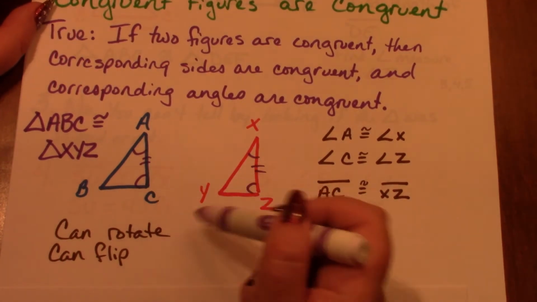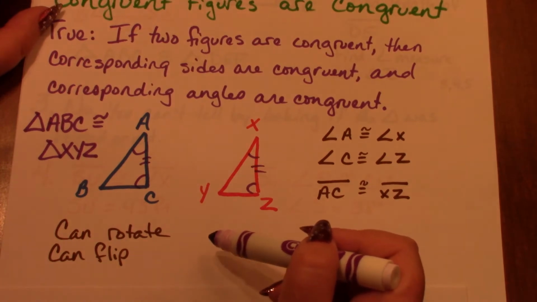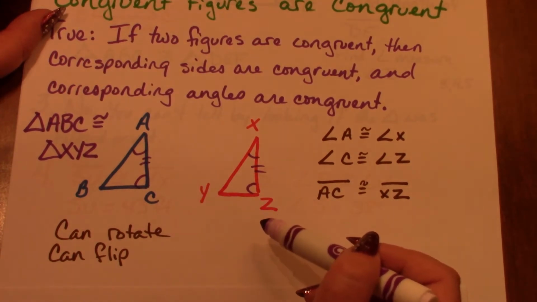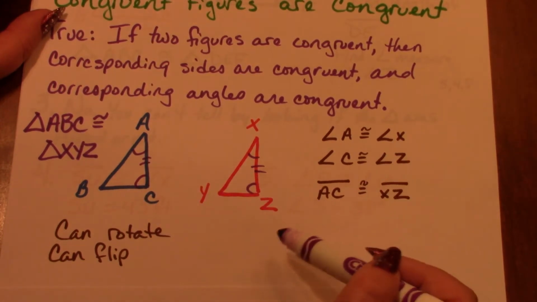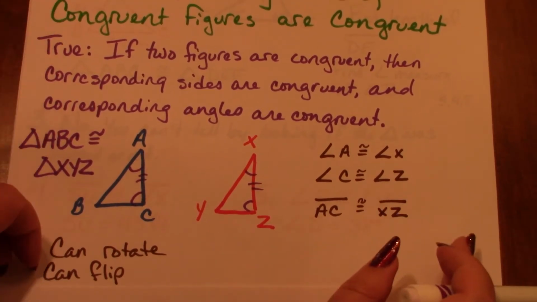You can rotate this shape, you can flip this shape over, and they will still be congruent. However, it makes it more difficult to find the corresponding angles and sides that way. And that's going to be some of the work that you're doing.